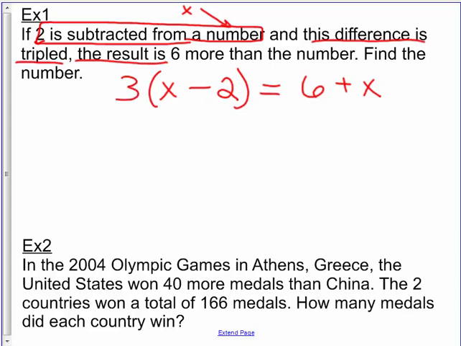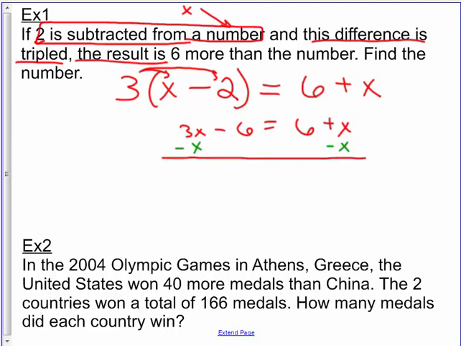From there, we simply solve the equation. We're going to distribute: 3x minus 6 equals 6 plus x. I'm going to move my constants to one side, my variables to the other. In this case, I'm going to subtract x. I'm going to move the x's over to the left-hand side so that they are positive. I get 2x minus 6 equals 6.